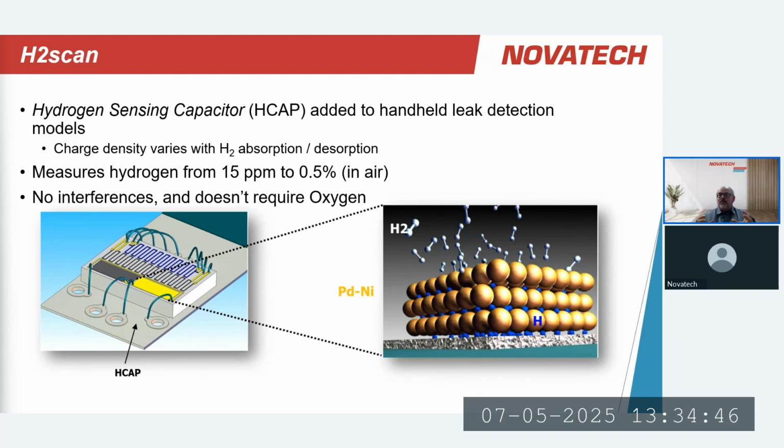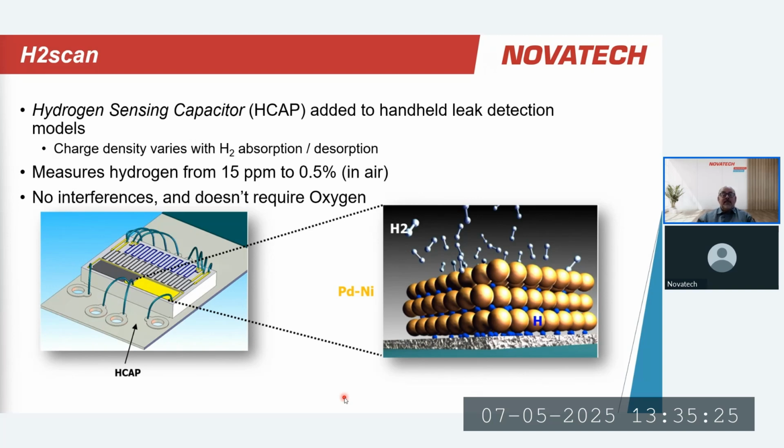So the H2 scan sensors are made up of a palladium nickel matrix, onto which hydrogen molecules will dissociate to hydrogen atoms. And those hydrogen atoms will fill some of the interstitial spaces within the matrix and change the electrical properties of that palladium nickel matrix. So depending on the range that we're trying to measure, whether it's low concentrations or if we're looking at LEL level concentrations, we're either looking at the capacitance or the resistance of that matrix.